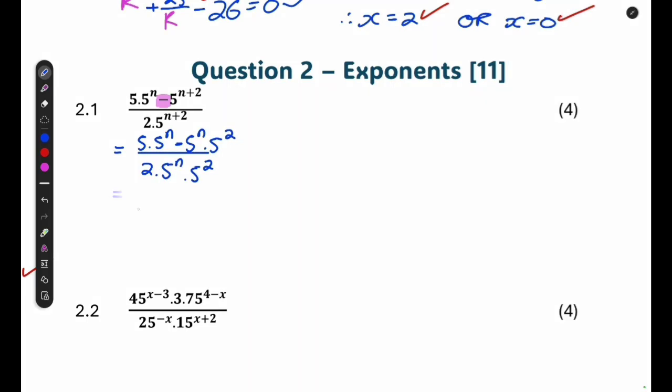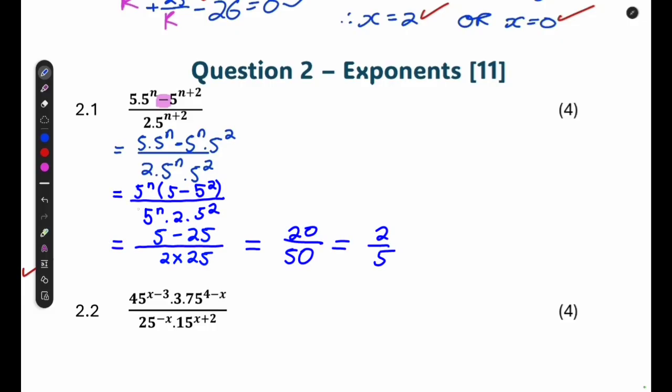Now I'm just going to take out the common factor of 5 to the power n. What's left is 5 minus 5 squared at the top. At the bottom, I'm just rewriting. And then in the next step, I can cancel out the 5 to the power n's and then just type it in my calculator. Final answer is going to be 2 over 5.